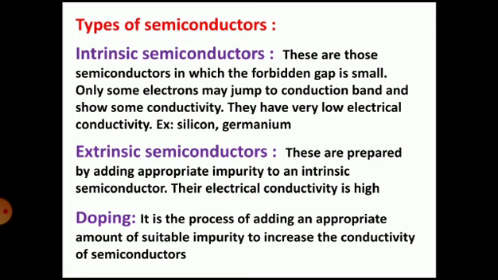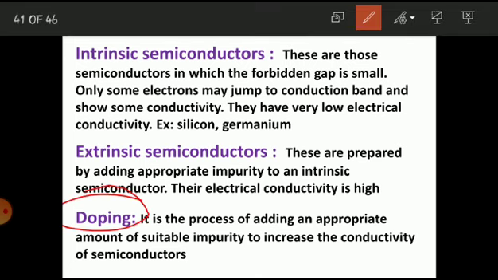And the last one, that is doping. Doping is nothing but the process of adding an appropriate amount of suitable impurity to increase the conductivity of intrinsic semiconductor. So whatever impurity we are adding to the intrinsic semiconductor to increase the electrical conductivity, what do we call it? Doping. That is, addition of appropriate amount of suitable impurity is called doping, and that impurity sample is called dopant.